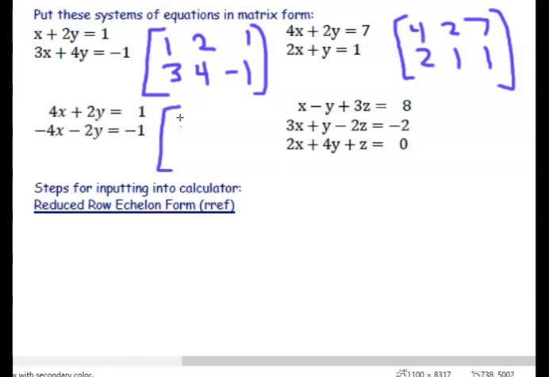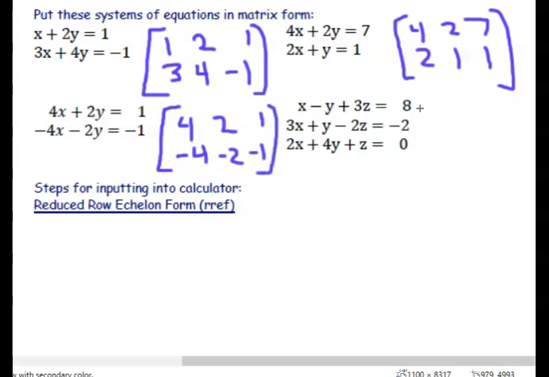Okay, the next one. Go ahead and try this one on your own. Pause the video. See if you can get this one. And then unpause to check your answers. Okay, we get 4, 2, 1, negative 4, negative 2, negative 1.